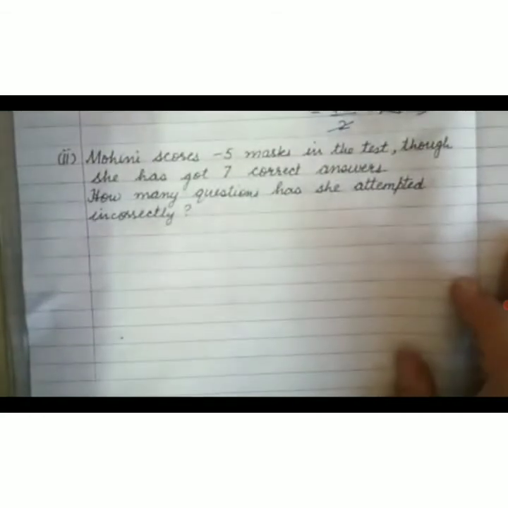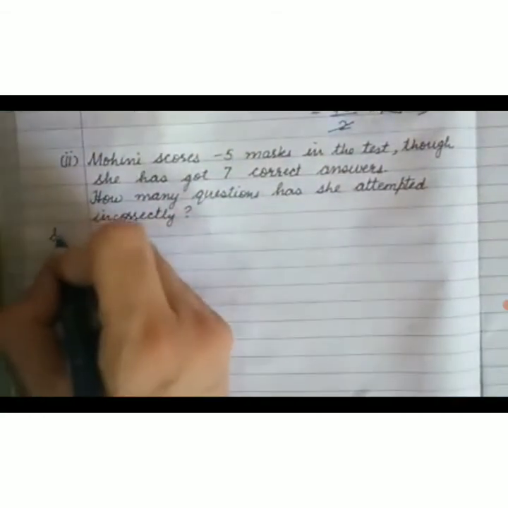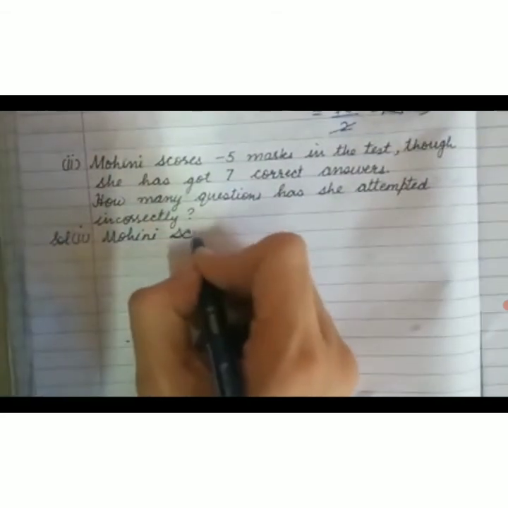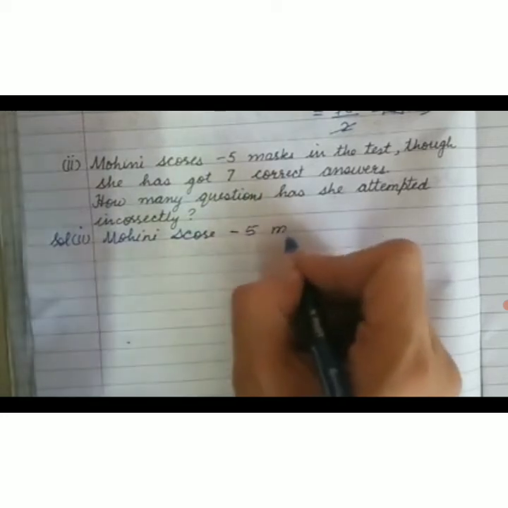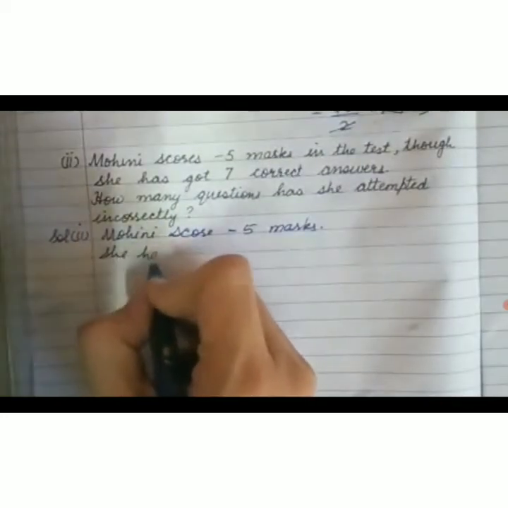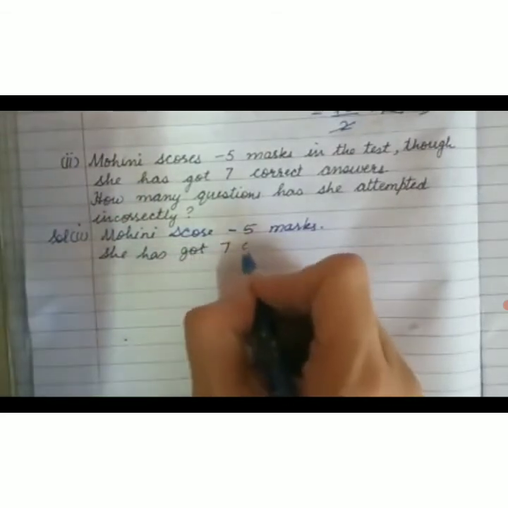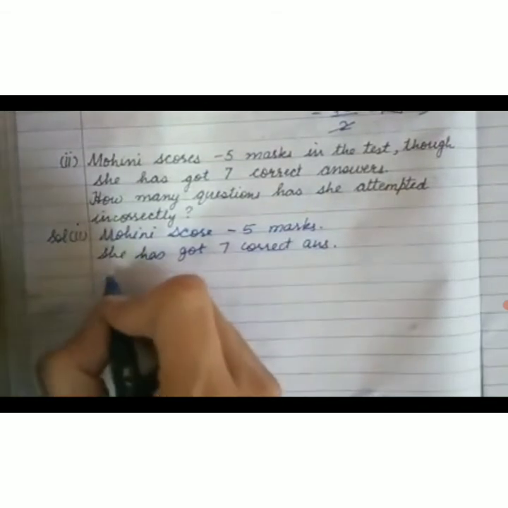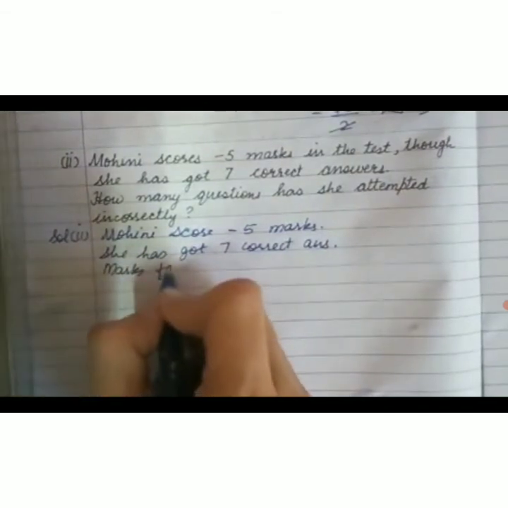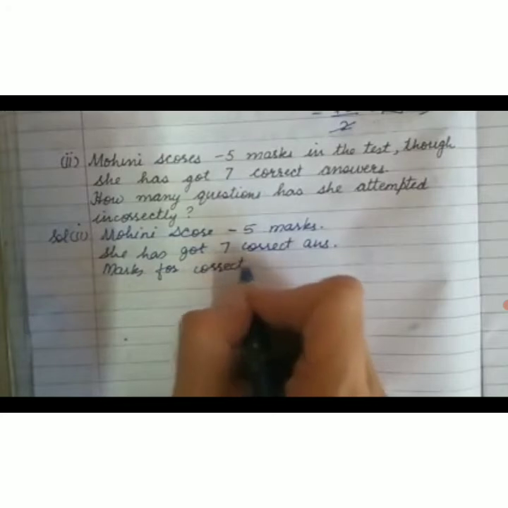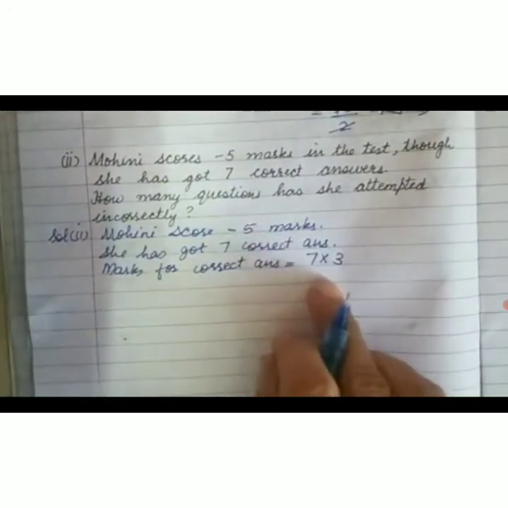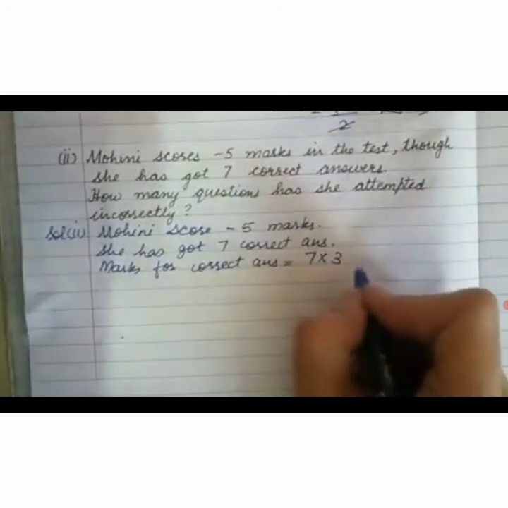Here is another sub-question. Mohini scores minus 5 marks in this test, though she got 7 correct answers. How many questions has she attempted incorrectly? So Mohini's score was minus 5 marks, right? She got 7 correct answers, and every correct answer has 3 marks. 7 threes are 21, right? So marks for correct answers are 7 threes, 21.